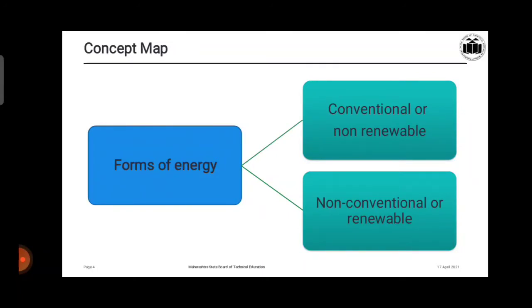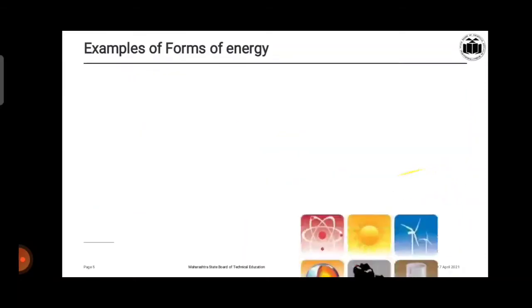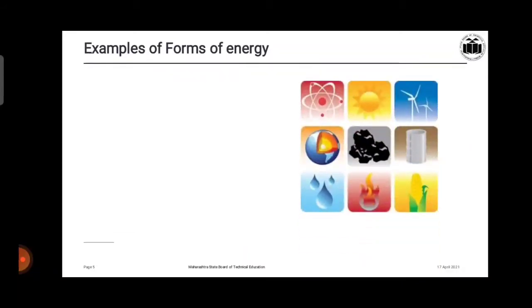Forms of energy are classified into two different types. One is conventional and the second one is non-conventional. Conventional energy resources are also called non-renewable and non-conventional energy resources are called renewable. Now the examples of forms of energy.